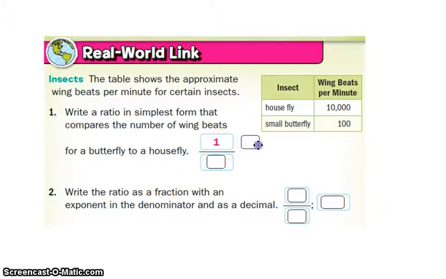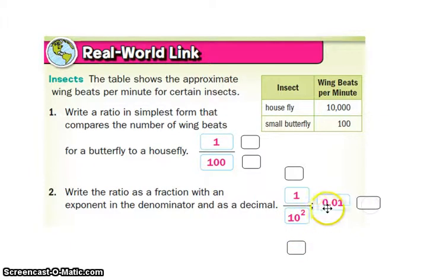If we take a look, the ratio is 100 over 10,000, and then it simplifies in lowest form to 1 over 100. Number 2 says write the ratio as a fraction with an exponent in the denominator and as a decimal. So if we write the ratio with exponents, we have 1, but how can we write 100 using exponents? Well, we know that 10 squared is 100, so we just changed 100 to 10 squared. Now to write that as a decimal, it's 0.01.